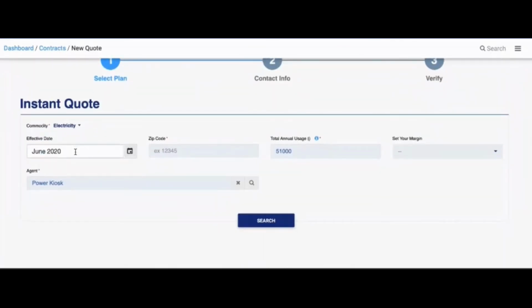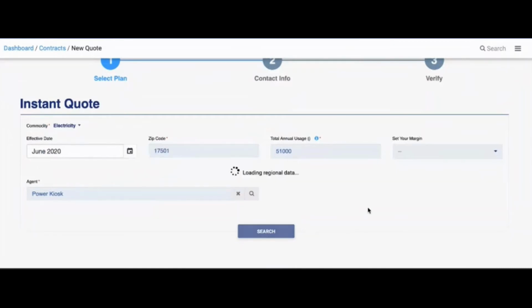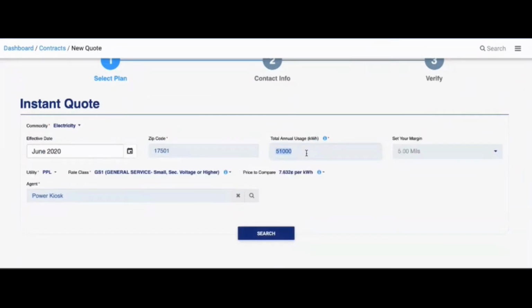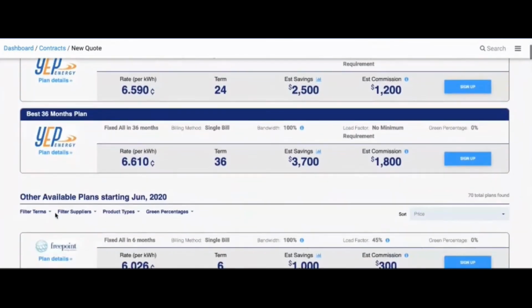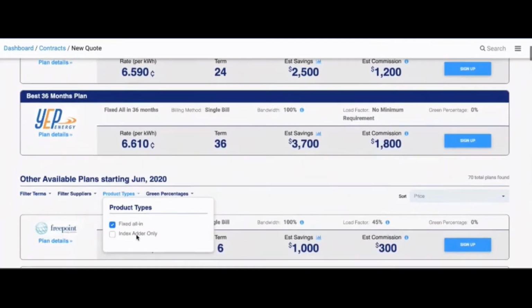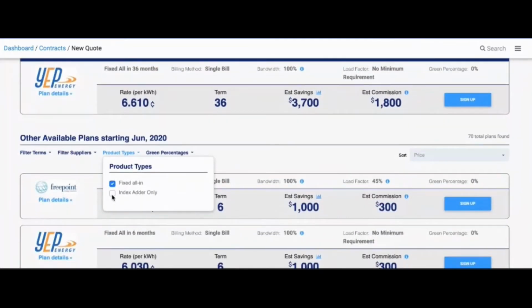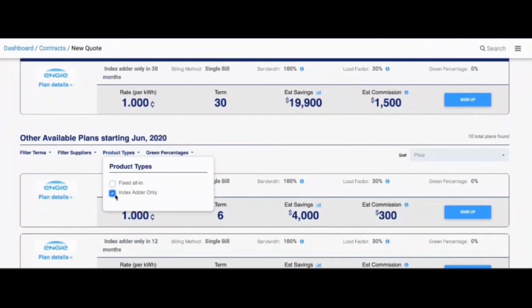I'm going to display where it shows, but if you go to the instant quote section and put in kilowatt hours, PPNL, GS1, price to compare. Let's search for offers. By default, the index is not displayed because it just sort of messes up the comparison. So if you want to just use index, just check the box.